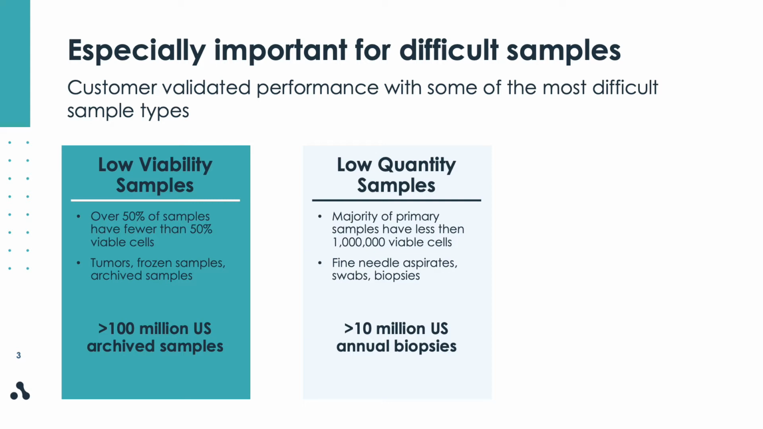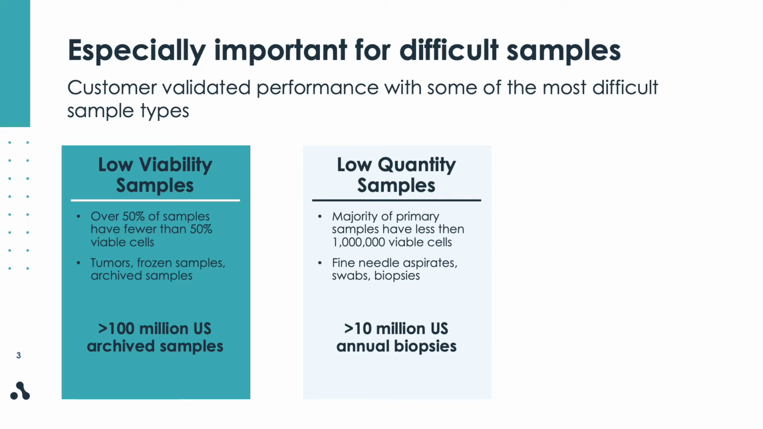The next area where we really excel and where our customers find great use for the technology is with low quantity samples. These are samples where typically you have fewer than 1 million viable cells. Things like fine needle aspirates, swabs, biopsies will quite often have anywhere from 10,000 to 100,000 cells. The current methods and technologies, which we will describe on the next slide, fall short of being able to process any sample with fewer than 1 million viable cells.